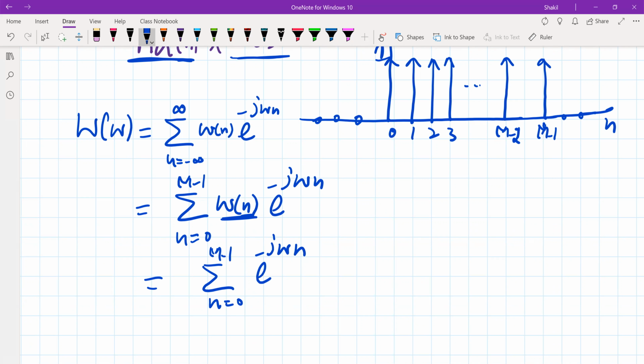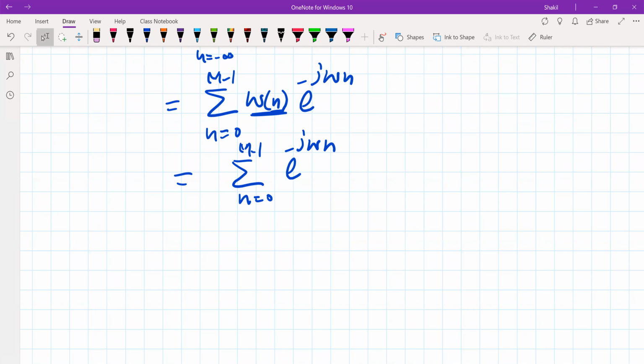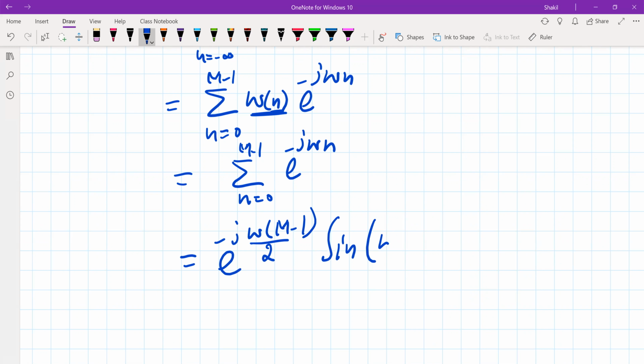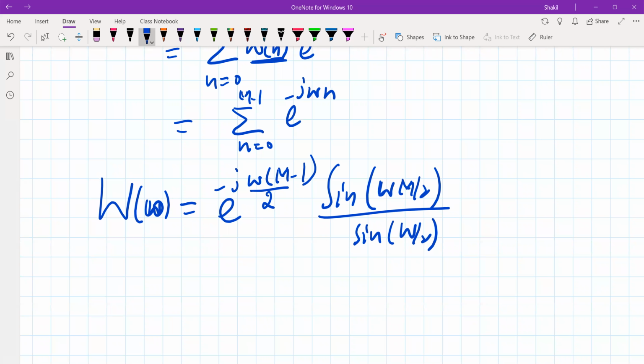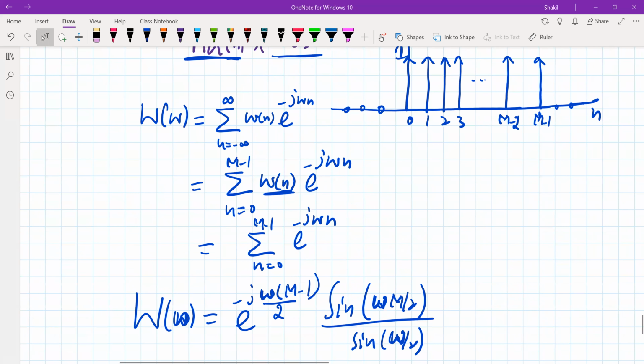Substituting the value, we get the summation of e to the power of minus j omega n, and we already solved this when we derived the discrete-time Fourier transform of a rectangular window. If you remember, please have a look and try to solve it. I will not solve it here. M is the size of this rectangular window. Please check it. The result is a sine expression divided by sin of omega over 2, and we have already plotted it. So this is omega, and this is the Fourier transform of this rectangle.